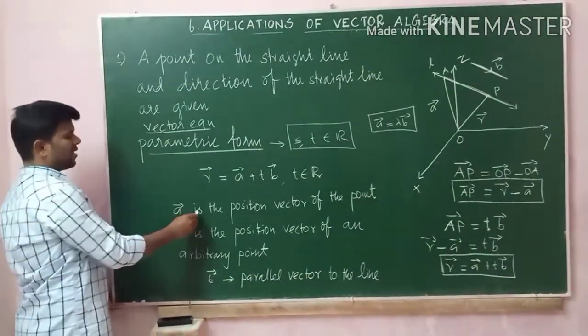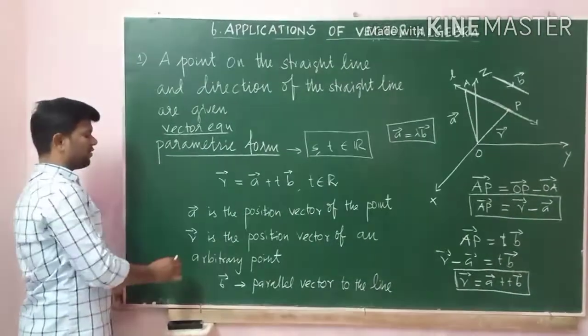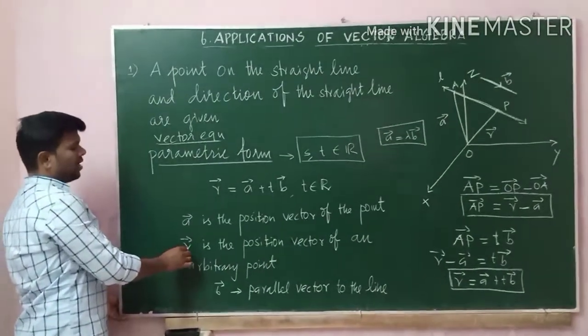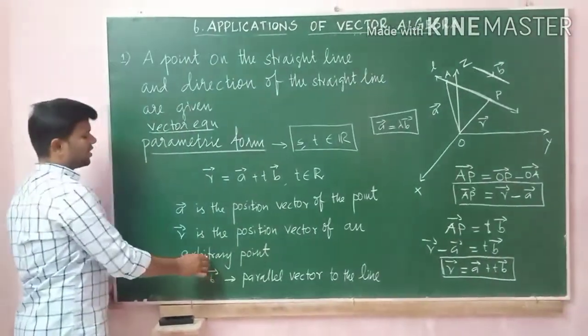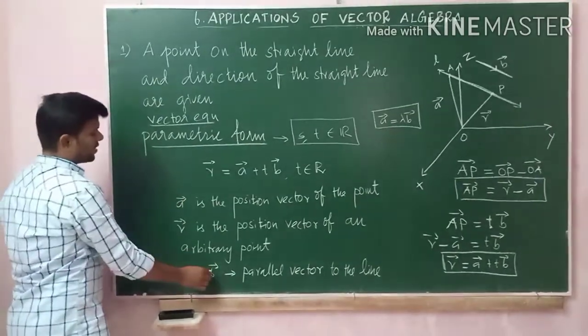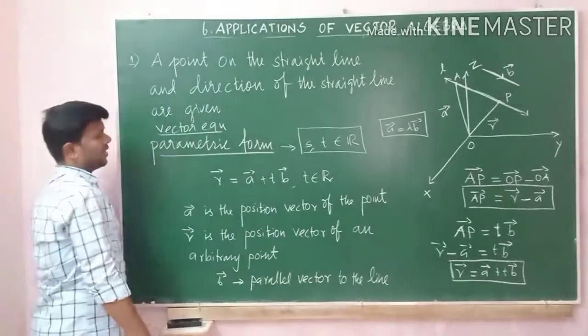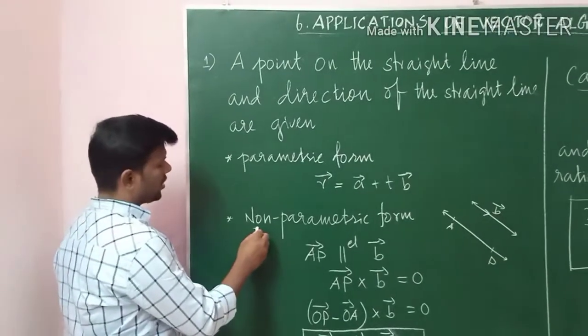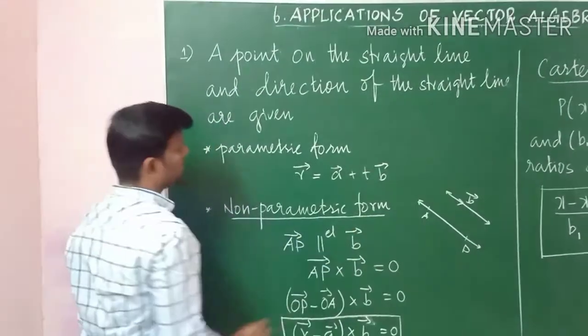What is A vector? A vector is the position vector of the point. What is R vector? R vector is the position vector of an arbitrary point. And what is B vector? Parallel vector to the line. So now we are going to learn the non-parametric form of vector equation.